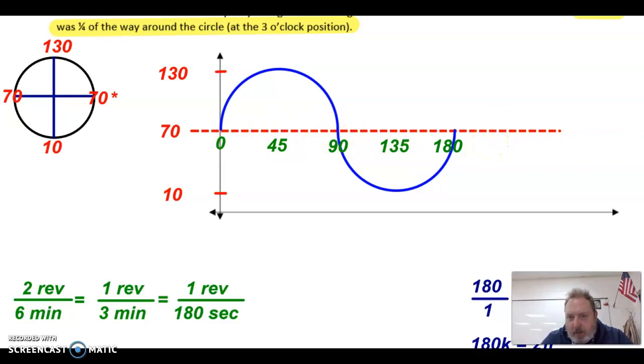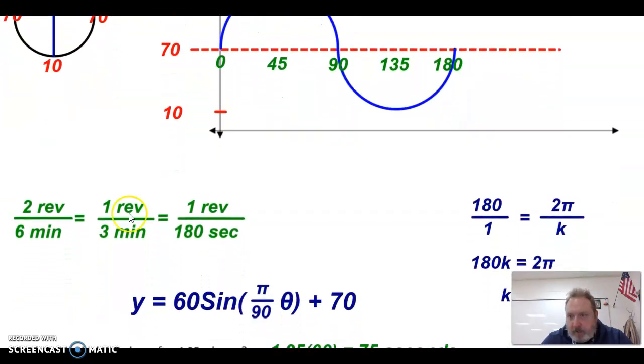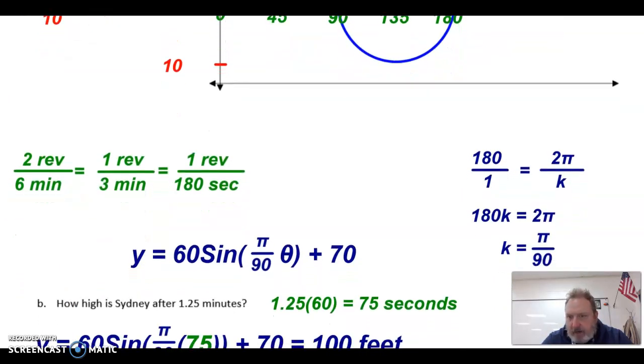And now at that point, we can find our K value here. We know that the period is 180 seconds. So if we set 180 equal to 2 pi over K, we get K equal to pi over 90. And now I can get my equation. Our amplitude was 60. Our vertical shift was 70. Our K value here is pi over 90 times theta. Whether you make it T or X or theta doesn't really matter. There is no phase shift. We didn't move this graph left or right. So this is our equation right here.